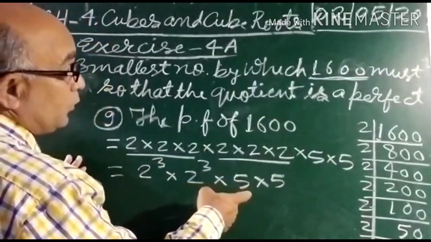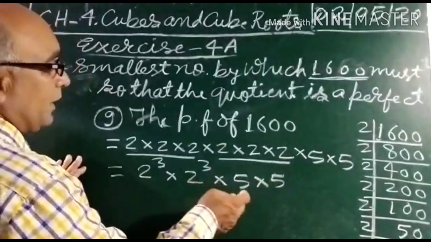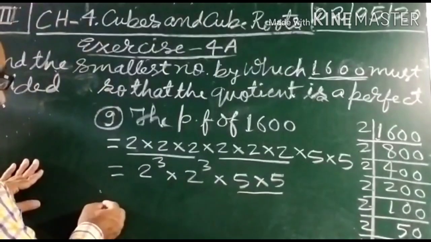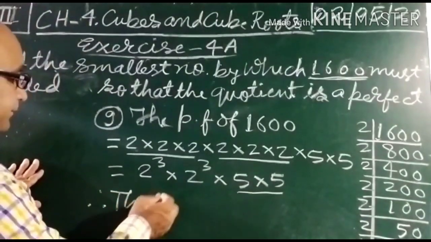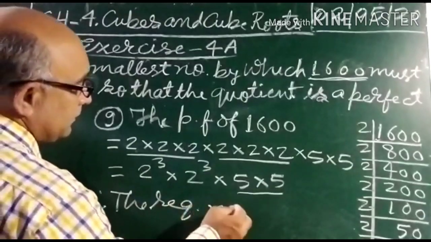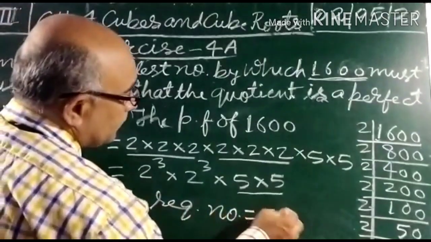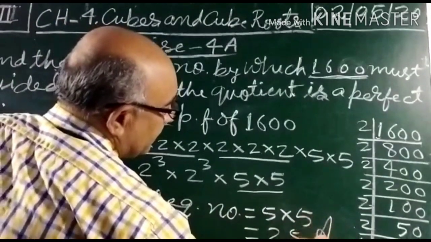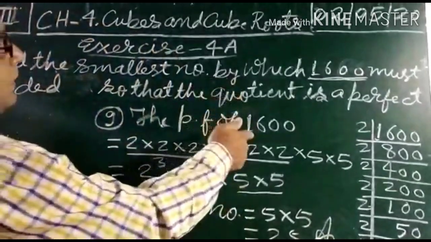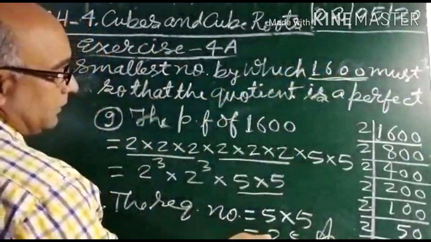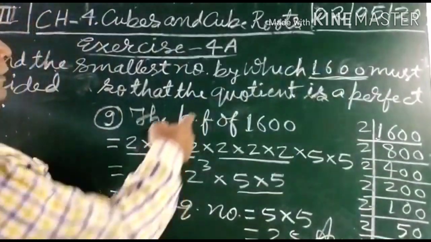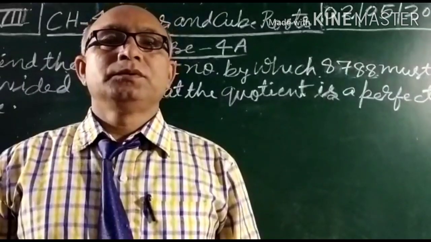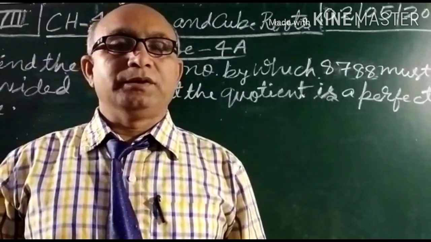Here we have to remove 5 into 5. So it is divided by 5 and 5. Therefore the required number equal to 5 into 5, 25. Answer. This number 1600 divided by 25, then the quotient is a perfect cube. Right?